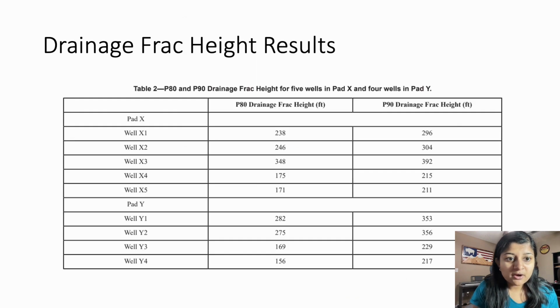Now here are some of the numerical results of the drainage frac height between pad X and pad Y. I'll give you a moment to look at some of these values, but you're looking at about 150 to 200 for the drainage frac height for P80, and for the P90 frac height you're looking at from 200 to 400.